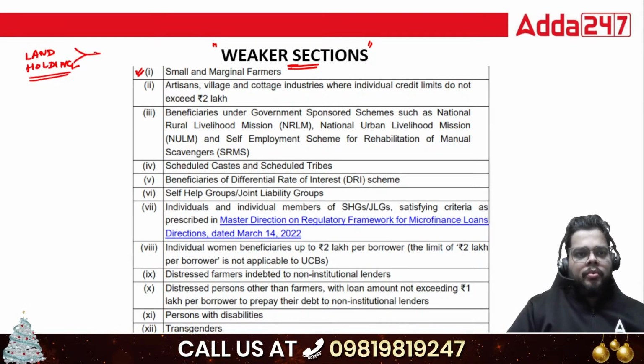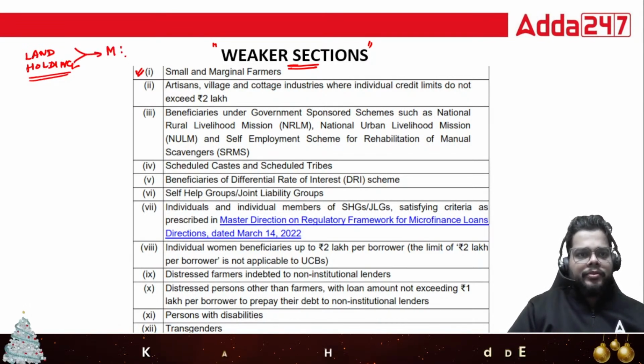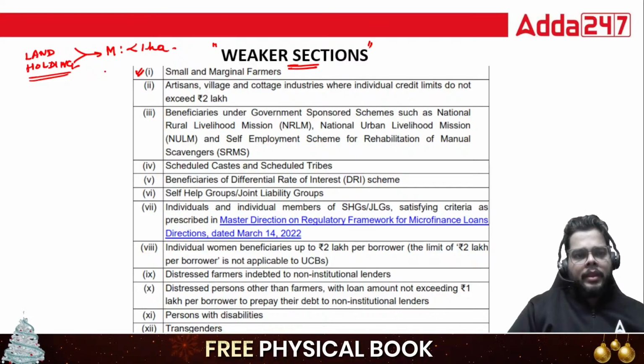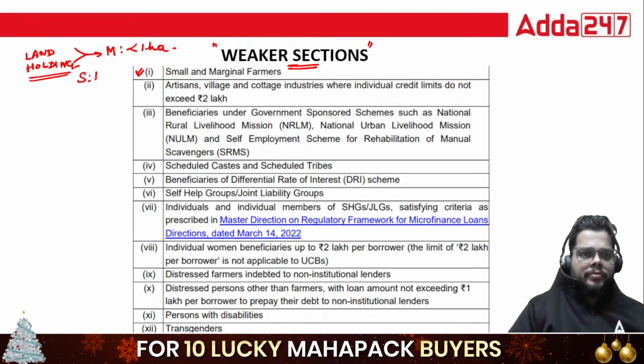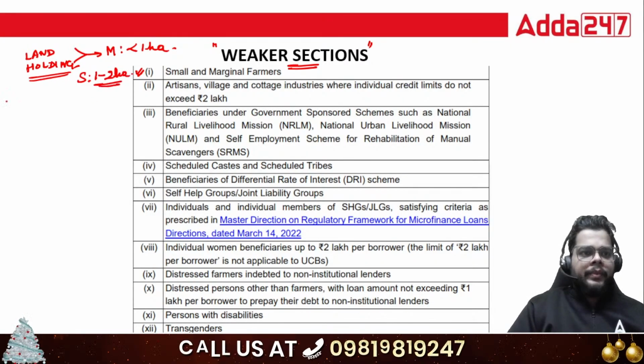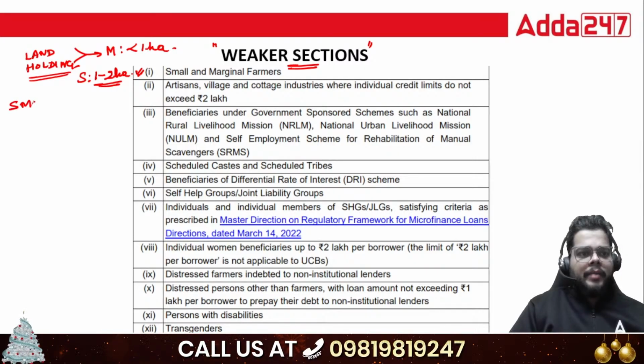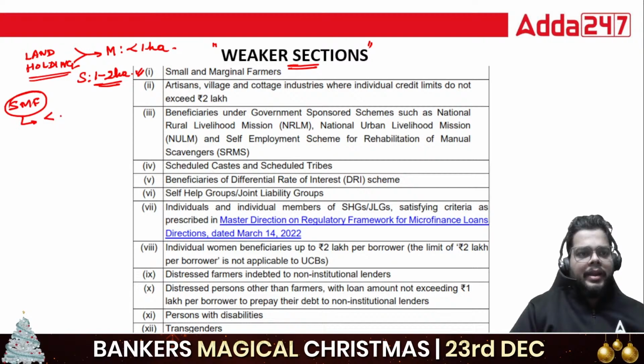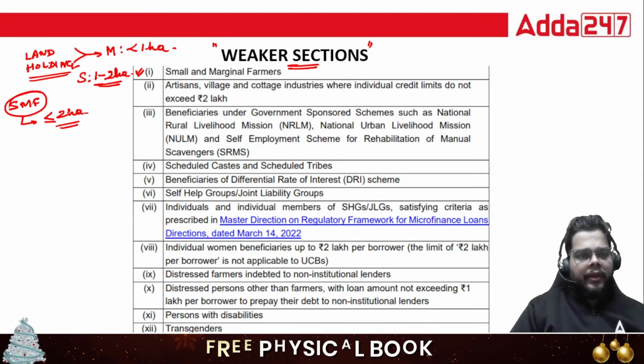So when we talk about a marginal farmer, that farmer holds the land which is less than 1 hectare. For small category, this particular range goes beyond 1 hectare but is limited to 2 hectare only. And in general, we say small and marginal farmers are those farmers having the operational land holding less than or equal to 2 hectare. Fine.